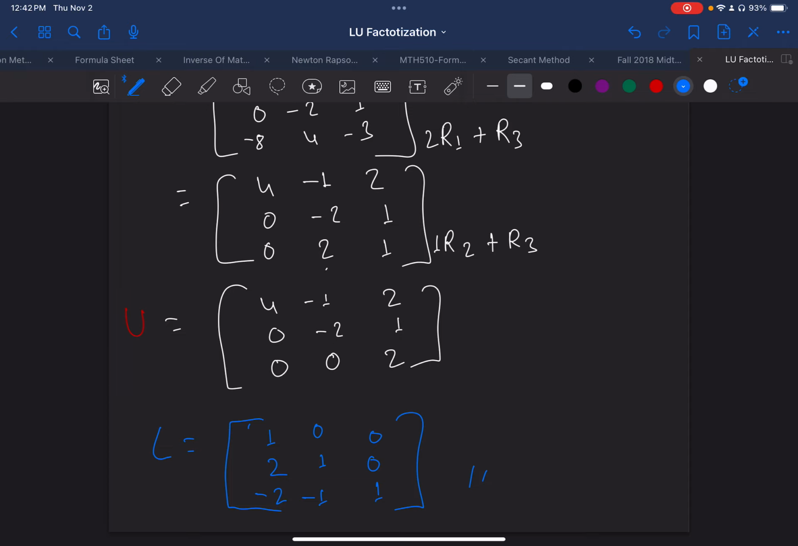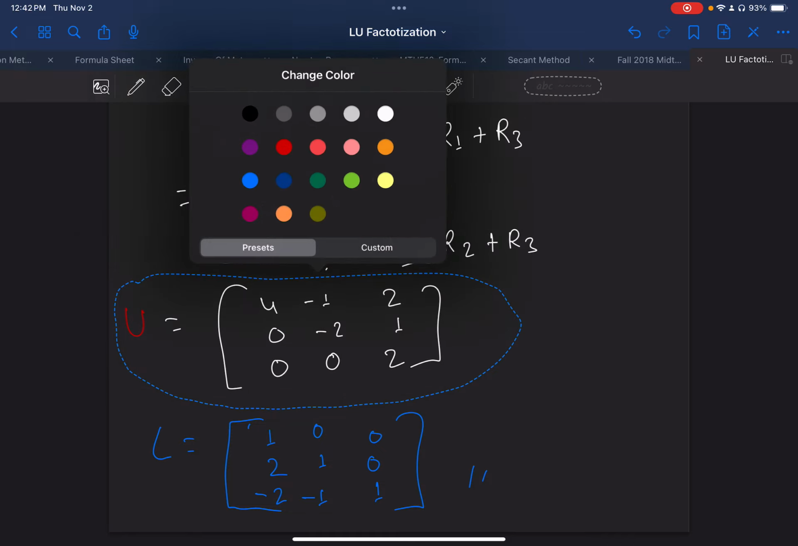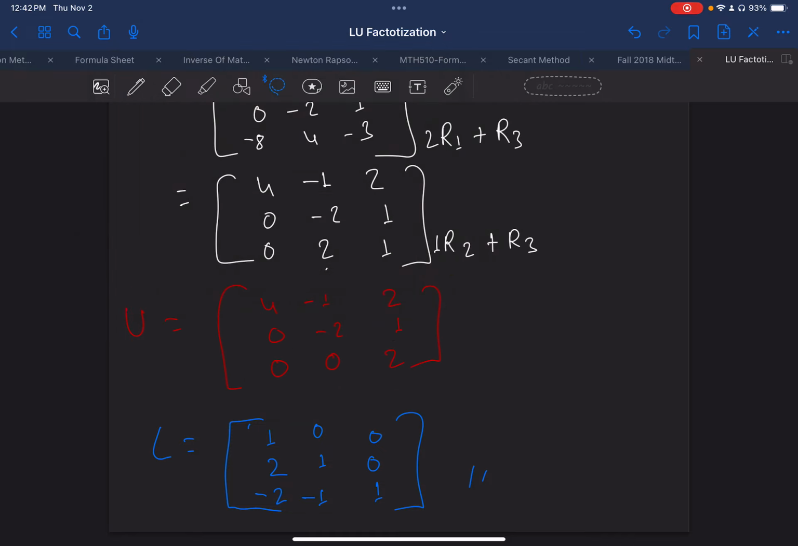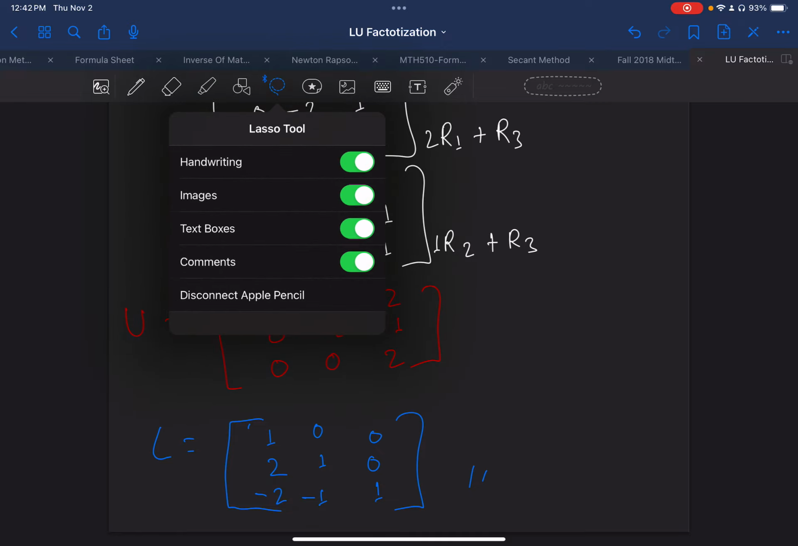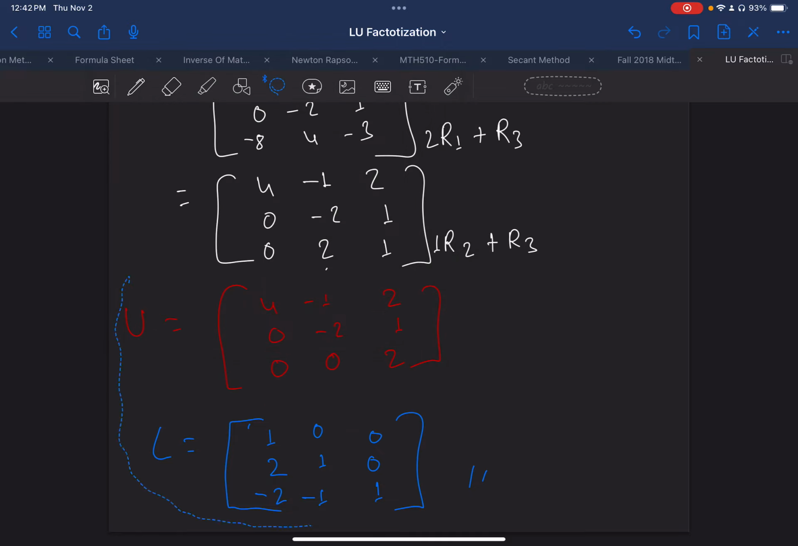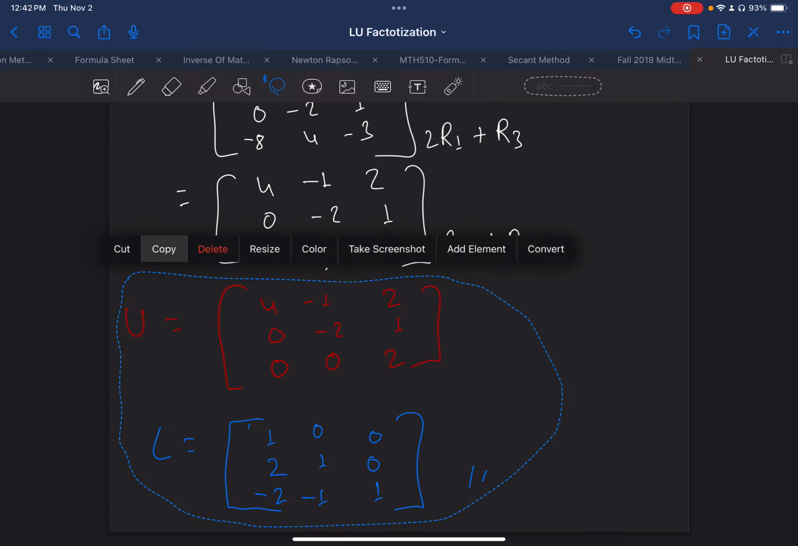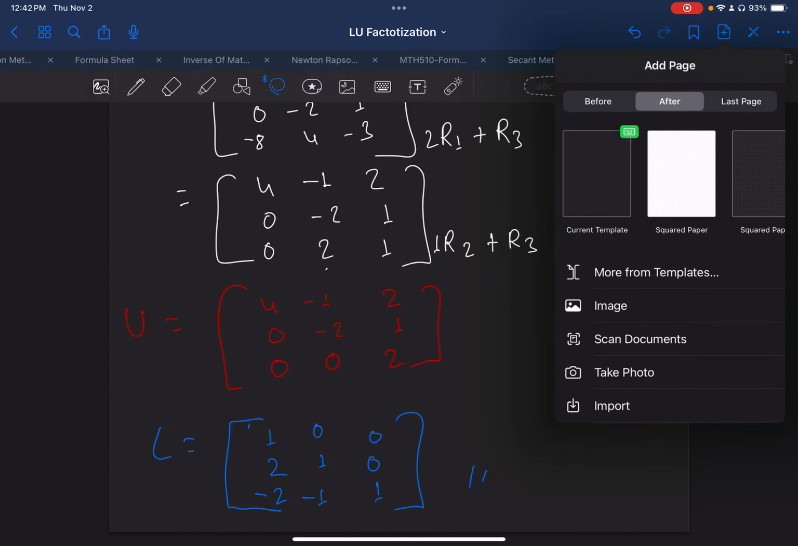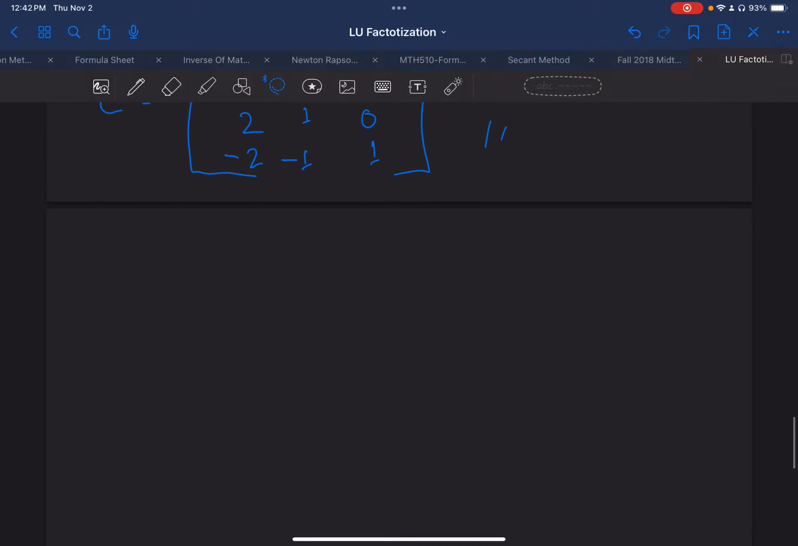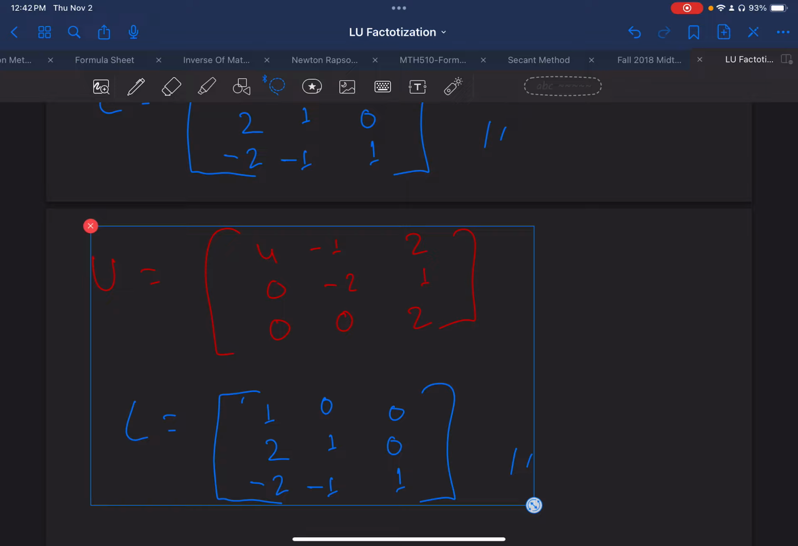Let's change the color so that it's easier to recognize. Color, red. I want it as red. We will now copy this because I don't want to write it again. Copy, and paste. Voila.